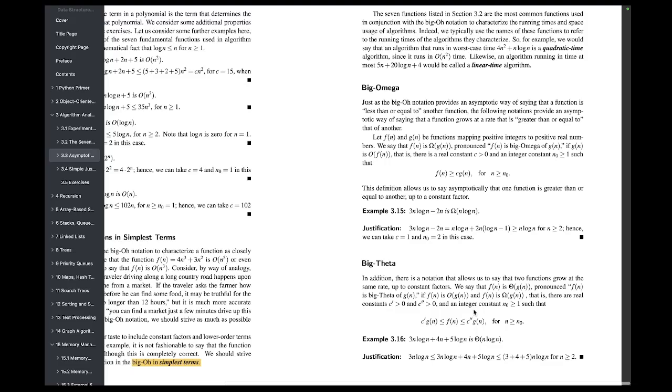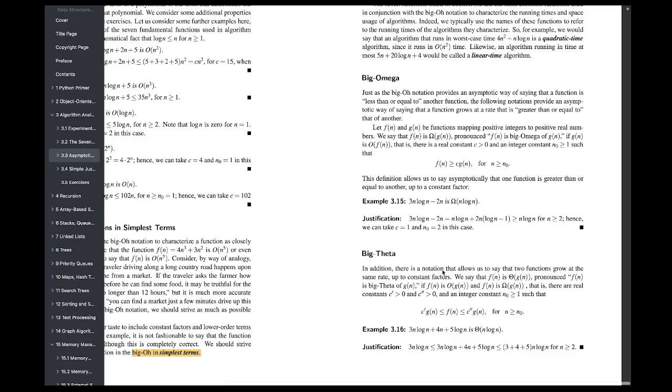Okay, if it's big omega, then we just take the smaller one, or the faster one. But who uses these?